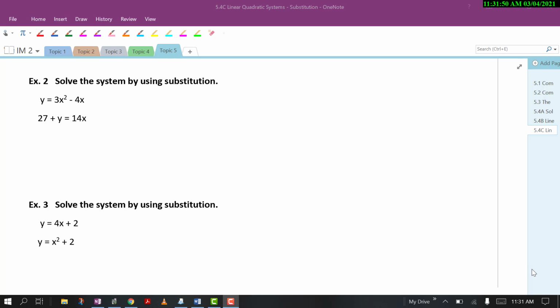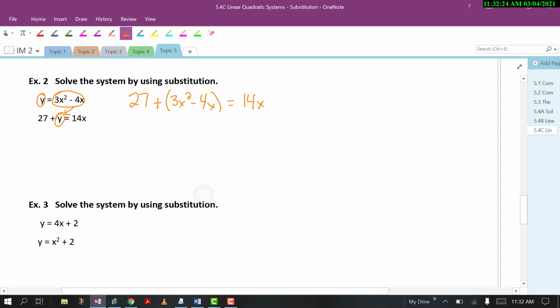Let's look at some more examples here. Example 2. Again, we want to use substitution. Now, one equation is already solved for y. So wherever y is, we can replace it with 3x squared minus 4x. Well, there's a y there. So we're going to take the 3x squared minus 4x in for the other y. So we get 27 plus y, which is 3x squared minus 4x, equals 14x.